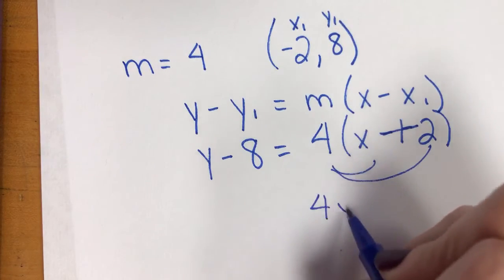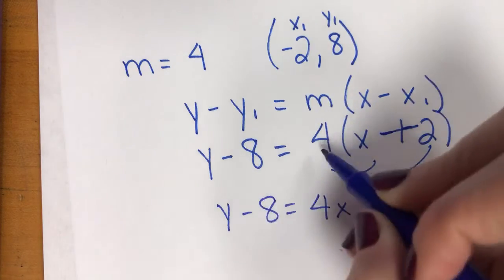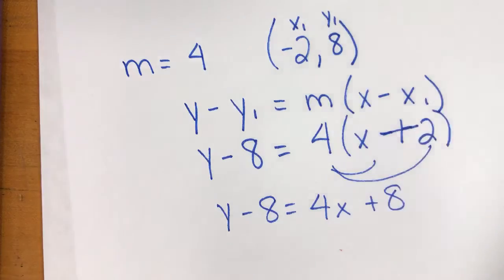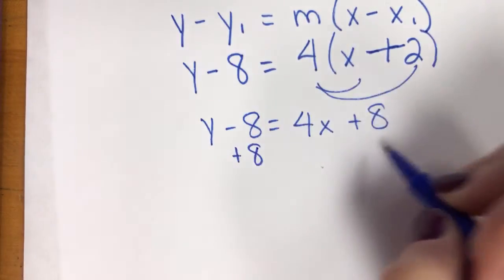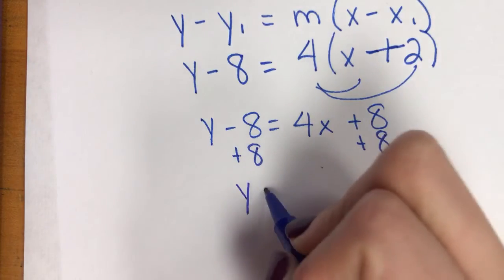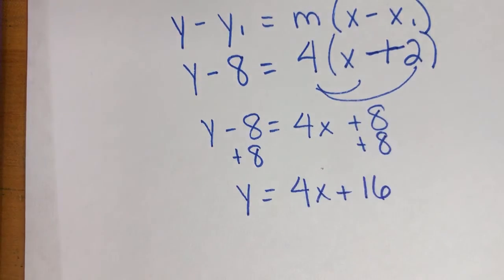So we'll say 4x plus 8, right? When we distribute, we multiply, so 4 times x is 4x. 4 times 2 is 8. And then we will undo subtraction with addition. And we will get y equals 4x plus 16.